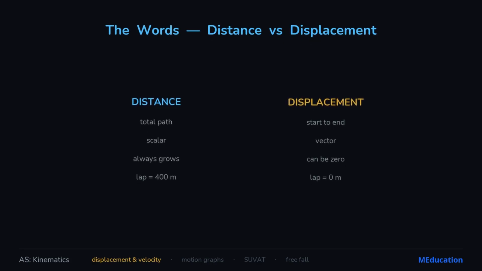4 words, and the difference is direction. Distance is the total ground covered. Displacement is how far you end from the start, as a straight line with direction. Walk a full lap of a track and your distance is 400 meters, but your displacement is 0 because you are right back where you began.